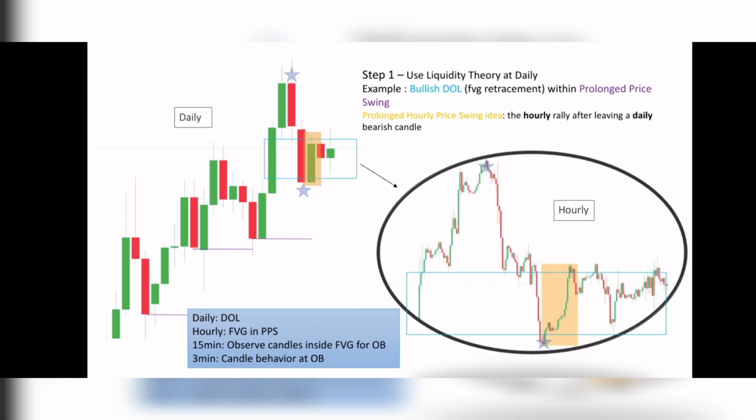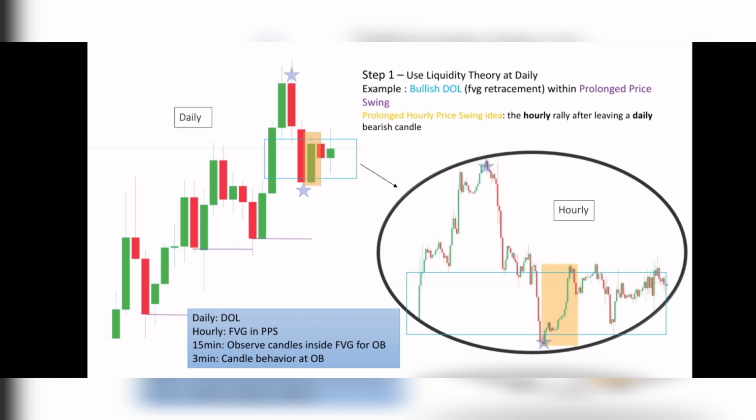Lastly, I have an example for the euro dollar and how I use the same concept to find this in the charts, and you guys can as well. If I can do it, anyone can do it. So this is how I internalize the draw on liquidity at the daily chart. I see price making a prolonged price swing, which to me is a prolonged price swing at the daily because we don't have a violation of the down close candle.